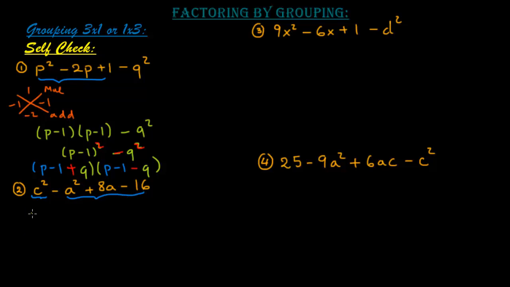So we bring down c squared. Since the next 3 terms start with the negative, we have to factor out the negative from the last 3 terms. So you will have a squared minus 8a plus 16. We just factor out the negative sign, which means we change the sign of every term inside the parenthesis.